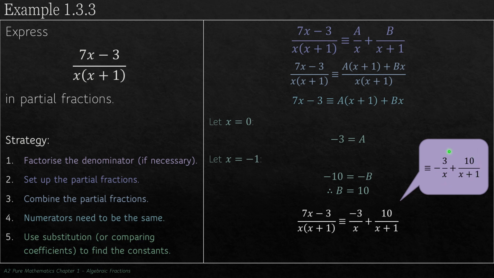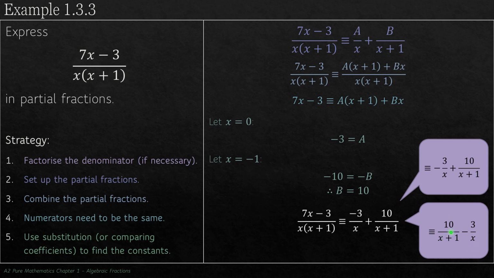I think an even neater way is to put the positive term first. So the positive term is the 10 over x plus 1. I'm going to write that one first. And then the negative term. So once again, each of these 3 versions, they're all the same, they're all correct. I just think that last one is the neatest.